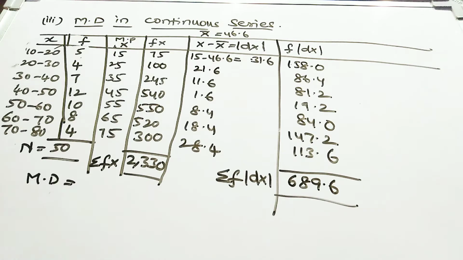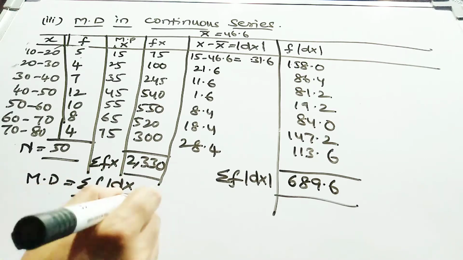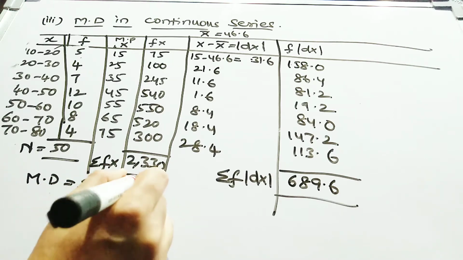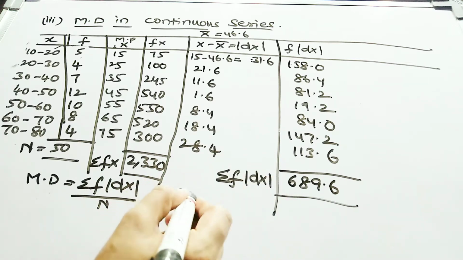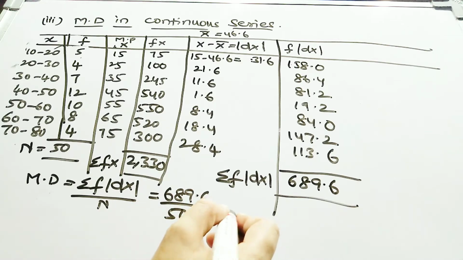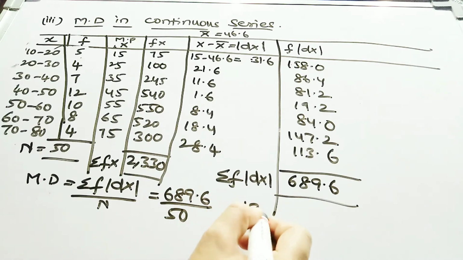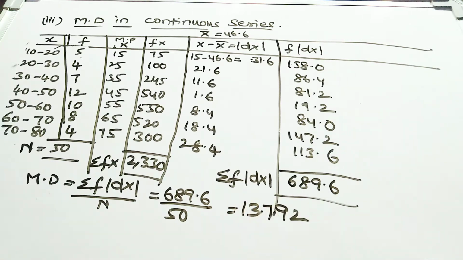After calculating, you have to find out the mean deviation. What is the formula of mean deviation? Sigma f mod dx by n. Sigma f mod dx is 689.6 by n, which is 50. What value will you get? 13.792.